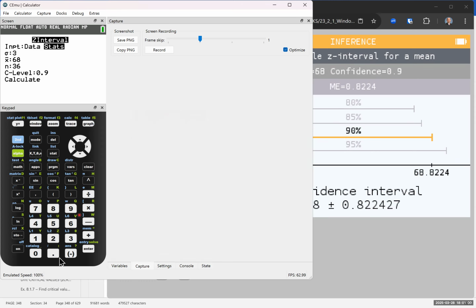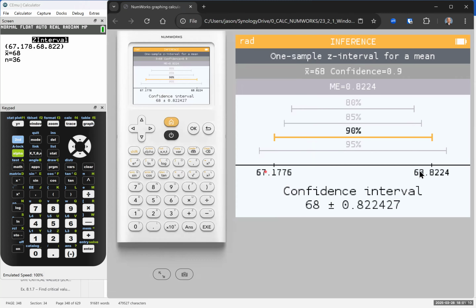Over here on the Texas Instruments, we can click enter. And you can see it gives us this 67.178 and 68.822, which are these two numbers. Okay, this is where you could put the confidence interval with a lower bound and an upper bound. But the NumWorks also gives it in this format. So if you had the answer in this format, you'd have to do a little bit of work to put it in this form. Okay, so just realize that these two functions are here in your calculator.